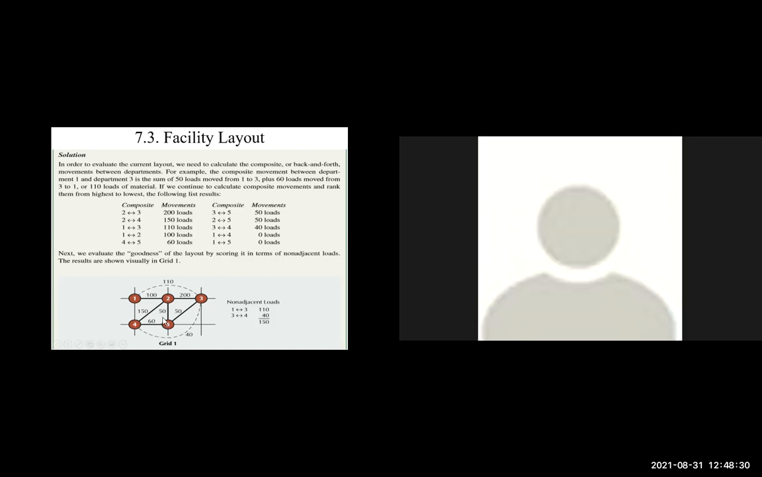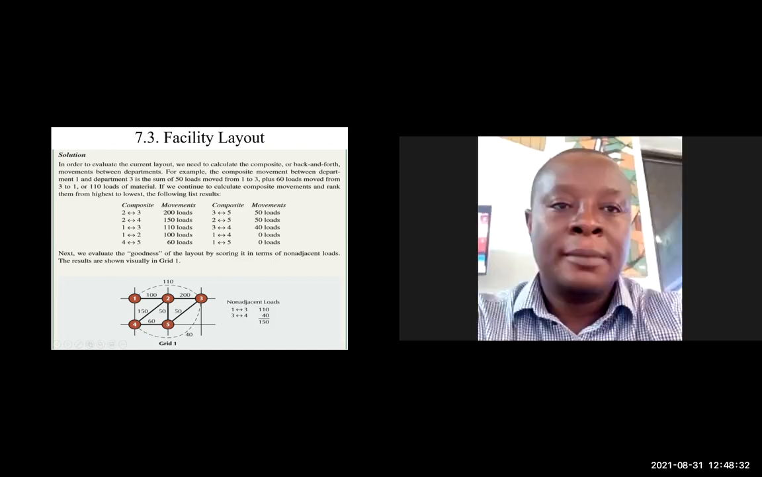Okay. Thank you. So like I'm saying, in exams, we can ask you to calculate the total non-adjacent load. And so if you calculate your composite, you put them in the diagram, you show us your non-adjacent load, then you can calculate the total for us.